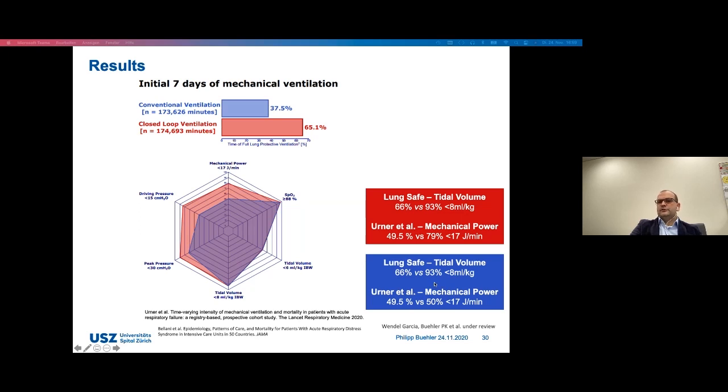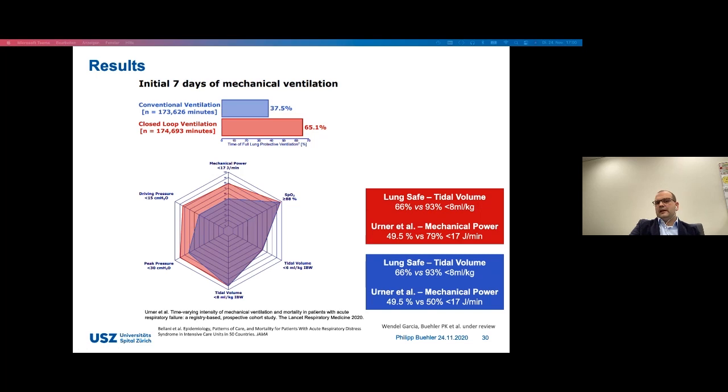Already in the control group, you see it here, of the conventional ventilation, we could show the superiority of our nurses and doctors. You see it in the mechanical power. We have 15% in Urner's study, 49.5% in ours, and in the LUNG SAFE study, we have 93% over time. You see it here for tidal volume below 8 versus 66% overall in the LUNG SAFE study.